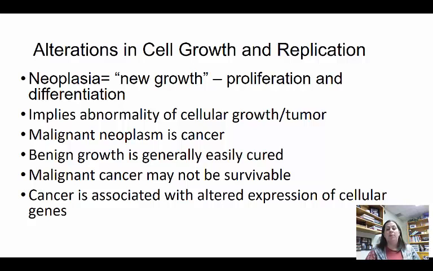This creates a tumor. Or they also, when they are proliferating, are not becoming differentiated, and because of that, they're no longer functioning like the original organ they came from. So this is an abnormal type of cell growth, and again, it does get termed as a tumor. A malignant neoplasm is what we call cancer. Benign growths, however, are generally easily cured, and they are not termed as cancer. Malignant cancer may not be survivable, and cancer is associated with altered expression in your cellular genes.